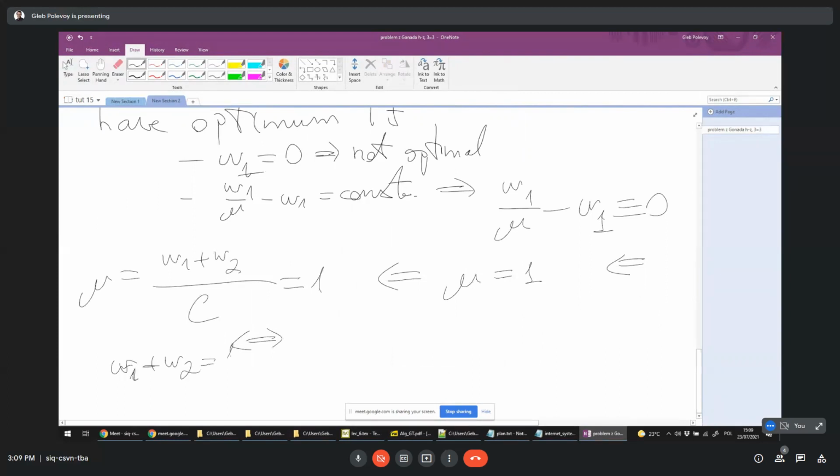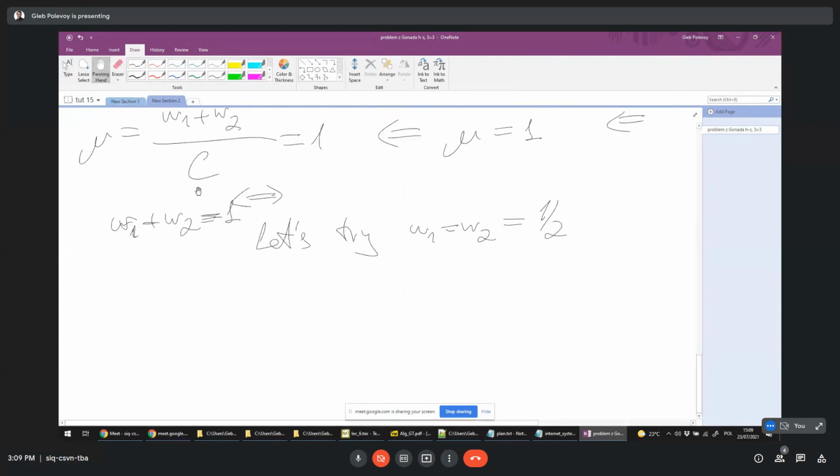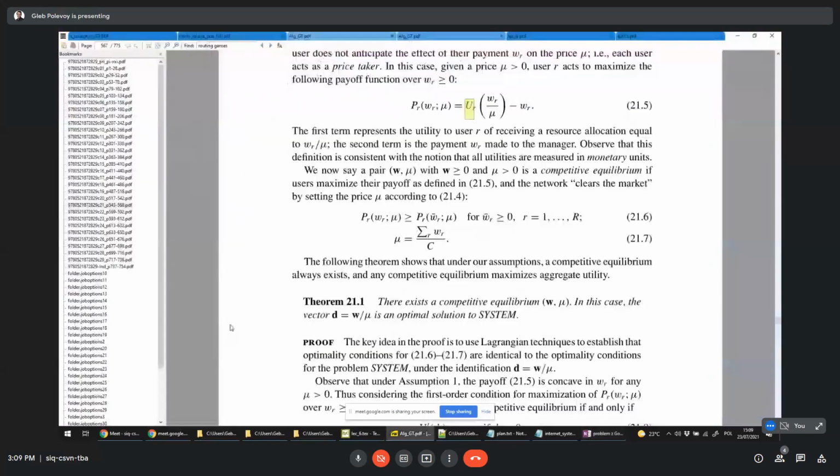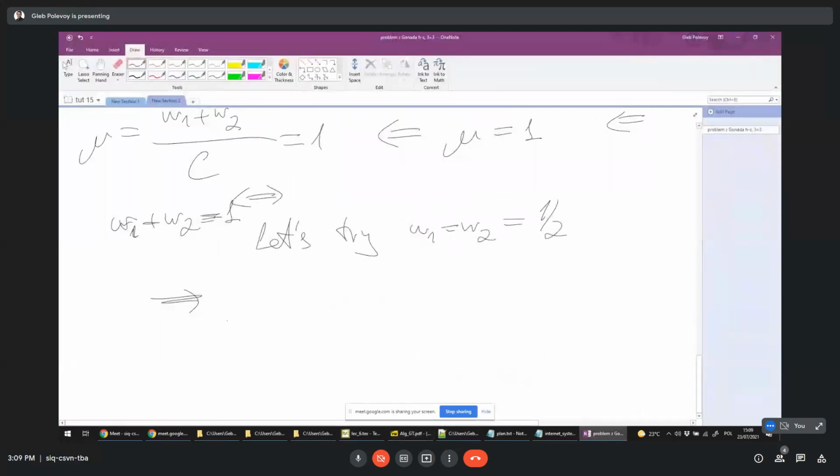is equal to 1. Now I don't even think it has to be equal. Let's try W1 equal to W2 equal to half. If it's a competitive equilibrium, we are done, because then we found one. And that's actually going to be a competitive equilibrium, because then mu is going to be 1. This p function is going to be optimized because it's just all this constant. So it's a competitive equilibrium.